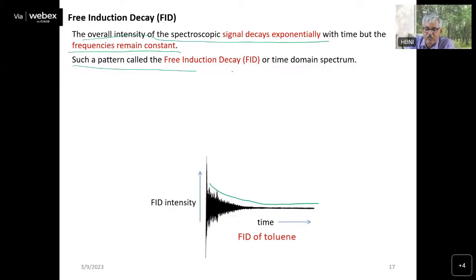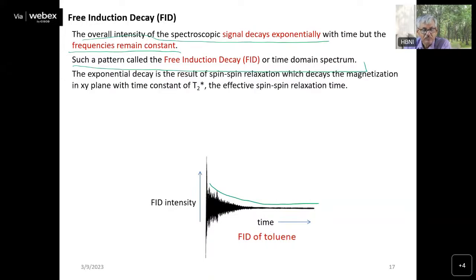Such a pattern is called the free induction decay, or it is also called a time domain spectrum, because here the intensity is changing with time. And we know this is an exponential decay. It is the result of the effective spin relaxation time T2 star. T2 is the T2 relaxation time, and T2 star also considers the inhomogeneity of the magnetic field. So this effective relaxation T2 star actually governs this decay.